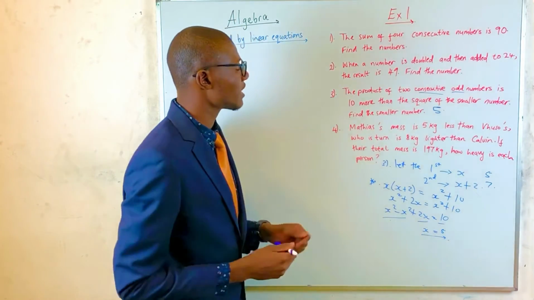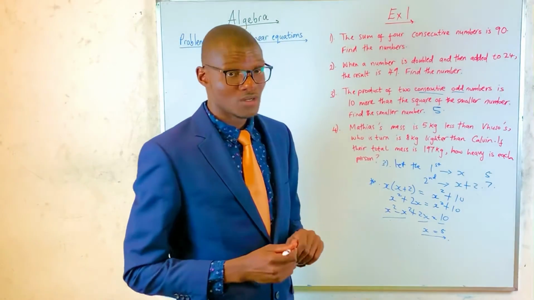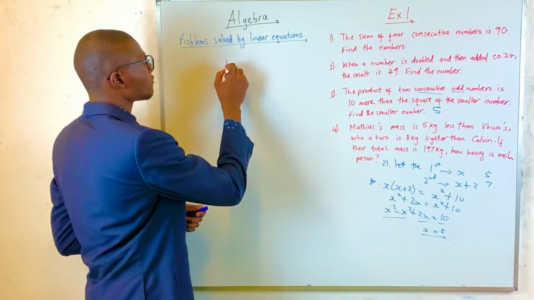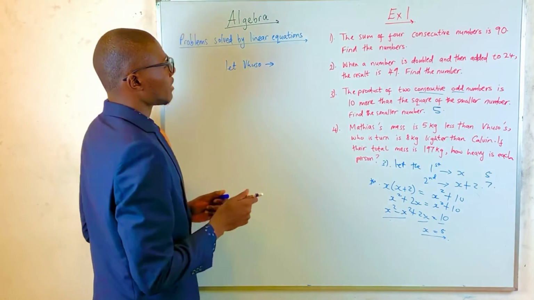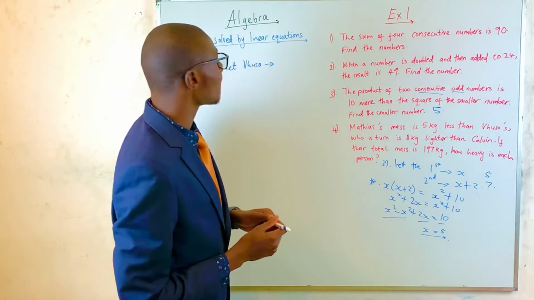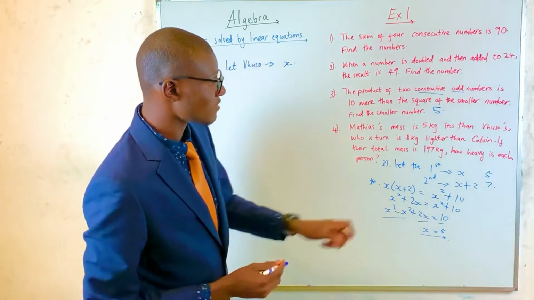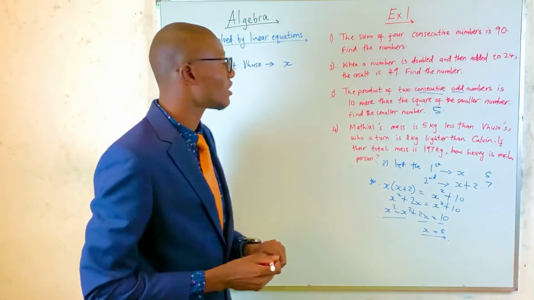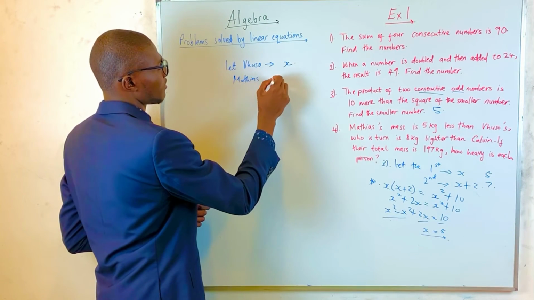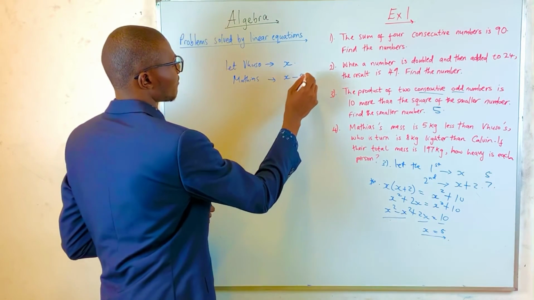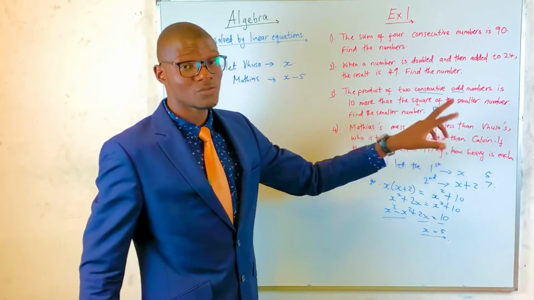So we're told that Matthias' mass is 5 kilograms less than Vusu's mass. So let's say let Vusu have a mass of x, right? So if Matthias' mass is 5 kilograms less than Vusu's mass, then Matthias' mass will be x minus 5, right? Because we're told it's 5 kilograms less than Vusu's mass.